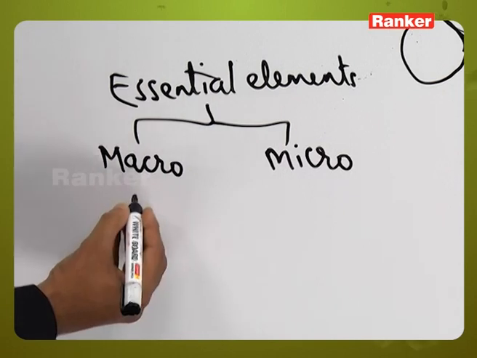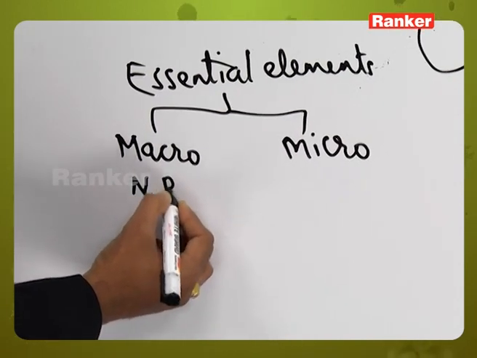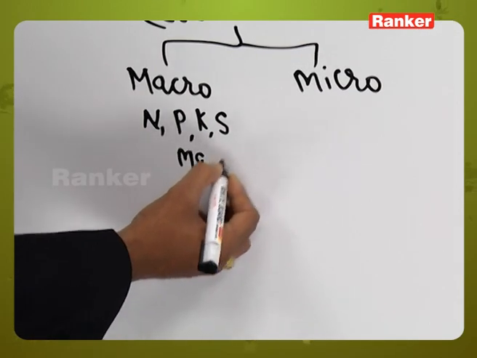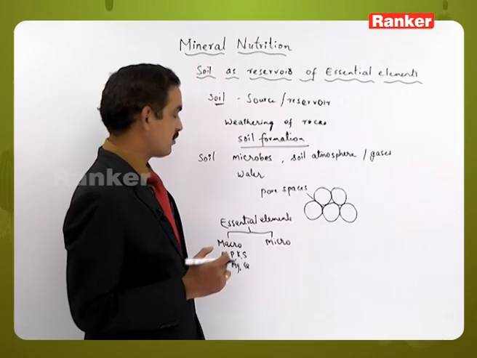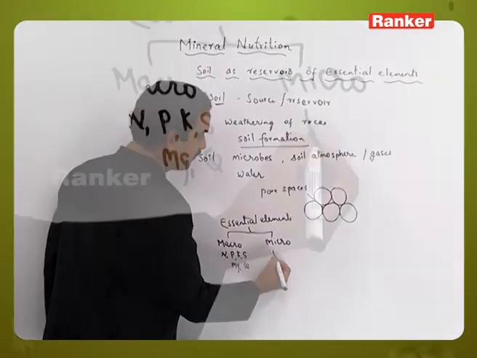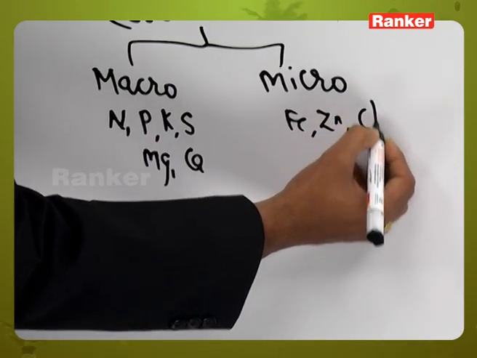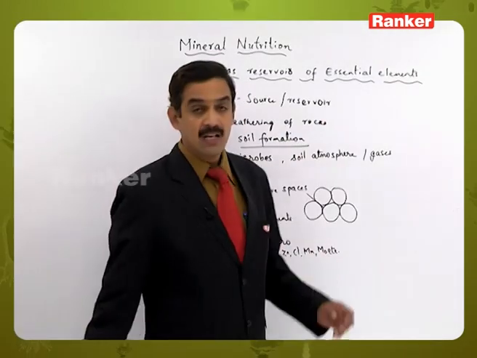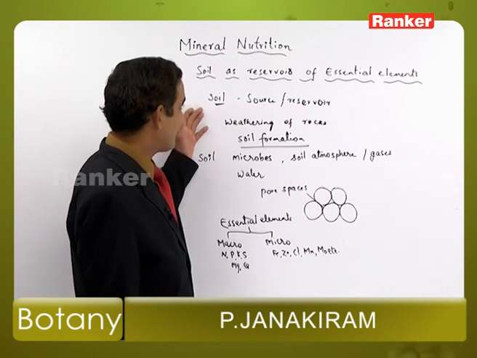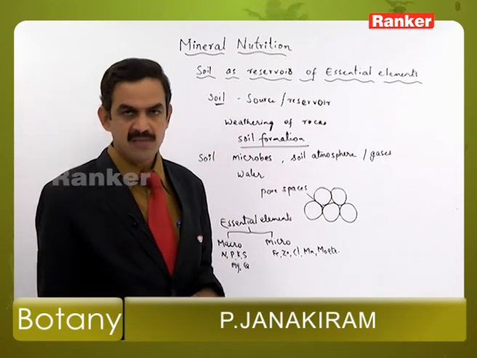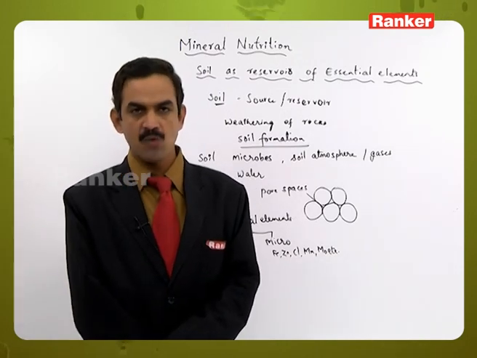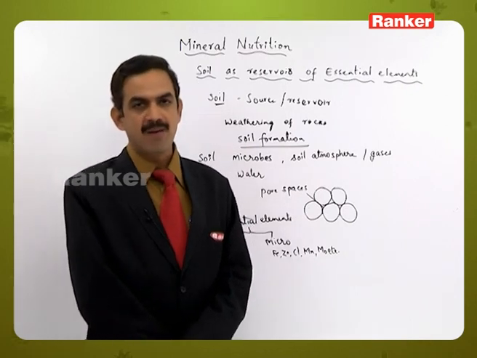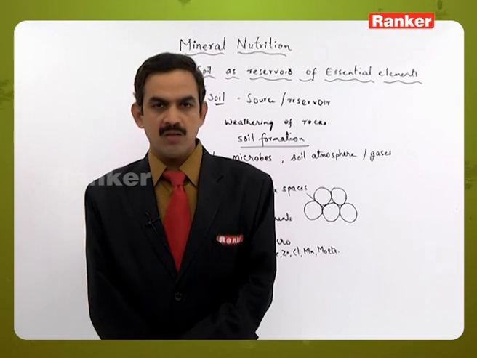Macro elements like nitrogen, phosphorus, potassium, sulfur, magnesium, calcium, etc. All these are taken from the soil. And micro elements like iron, zinc, chlorine, manganese, molybdenum, etc. All these are also taken from the soil. Likewise, the soil is not only acting as a source for various types of substances, but it is also one of the most important reservoirs for the beneficial elements and also the essential elements which are required for the plant for its normal healthy growth.